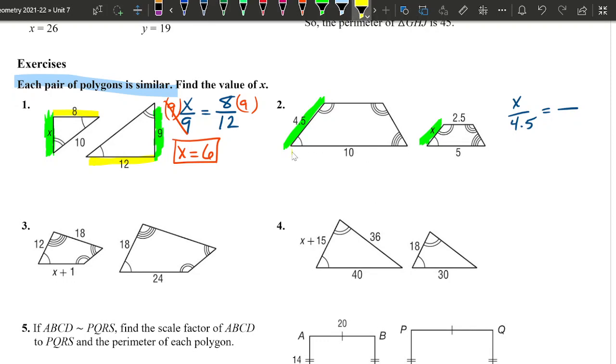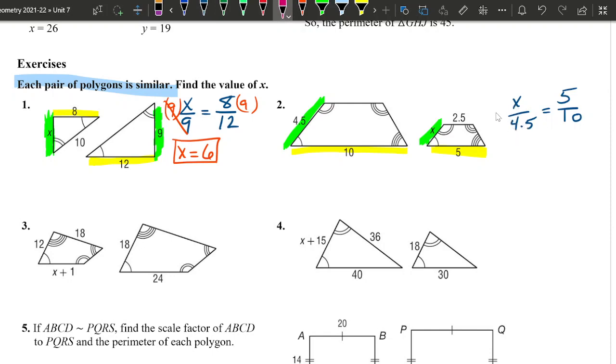So the only other number in the large trapezoid is this 10, and the 10 matches the 5. The 10 is in the large trapezoid with the 4.5. In my ratio, 4.5 was the denominator, so I'm going to put 10 in the denominator. So that means 5 is going to go in the numerator. And then solve for x.